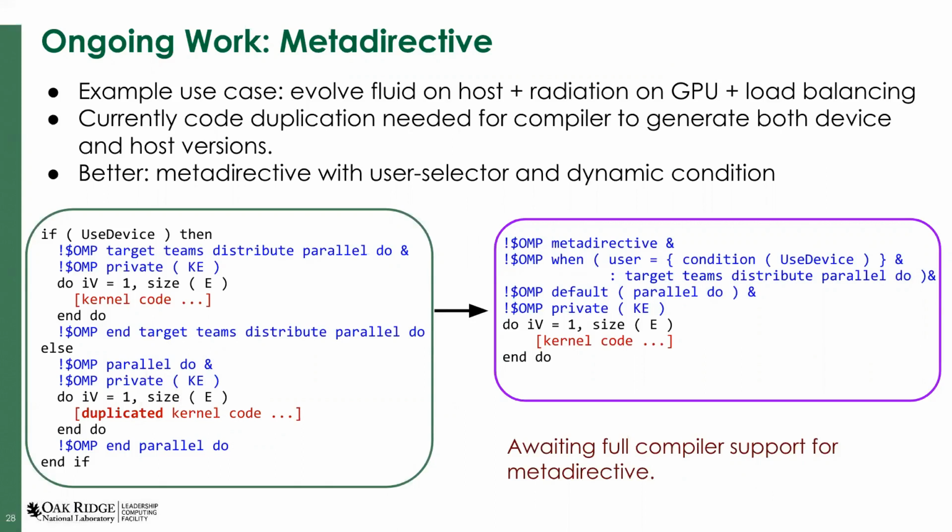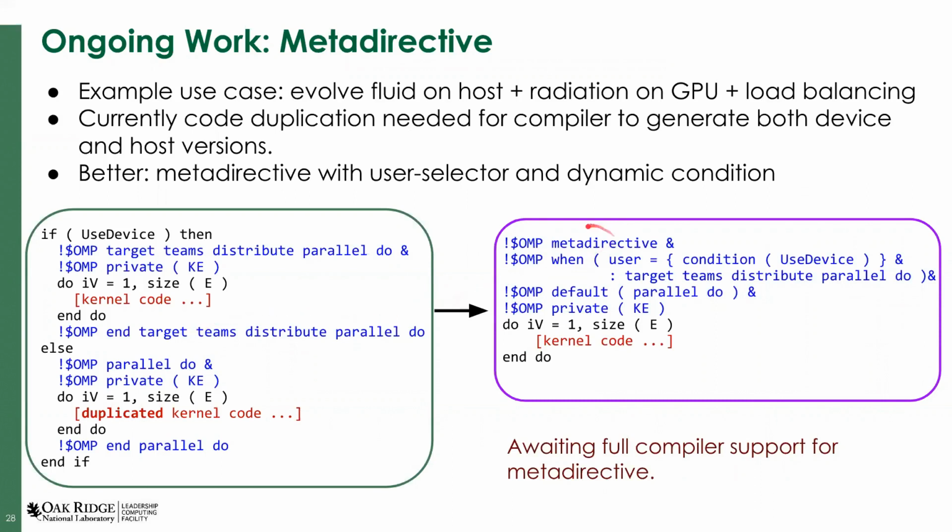So we have use cases where, for example, we want to use host and device on the same solver. For example, we want to evolve fluid on the host and radiation on GPU with some kind of load balancing, and this load balancing is done at runtime. So whether or not you actually run a particular solver on the device has to be decided at runtime, and this is addressed by metadirective in OpenMP 5.1, where it introduced the user selector with dynamic condition.